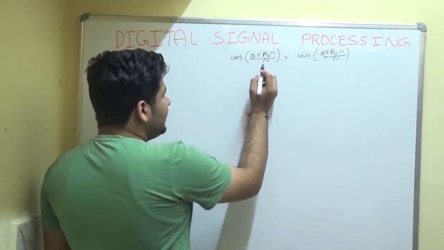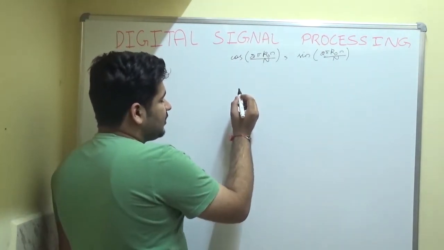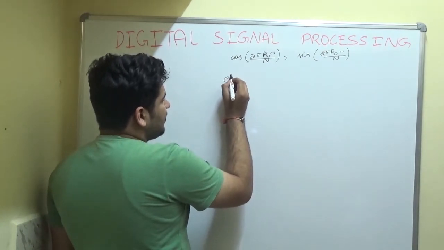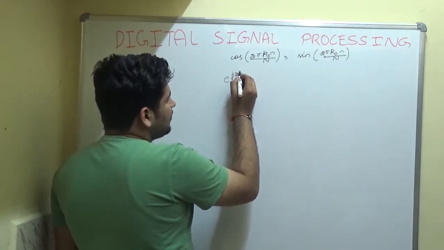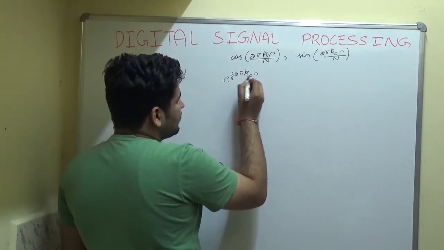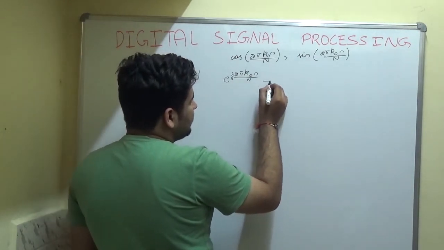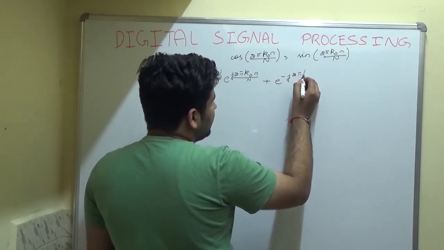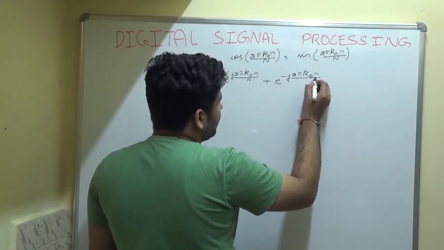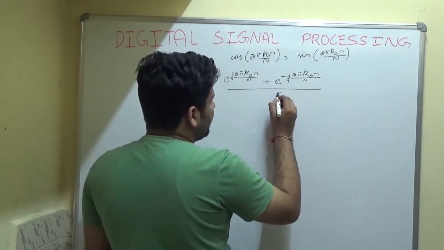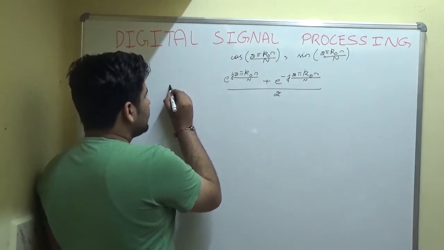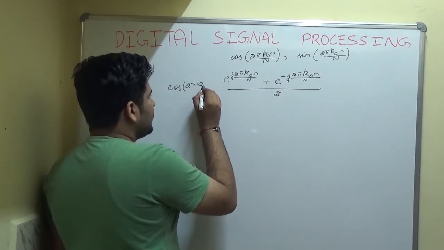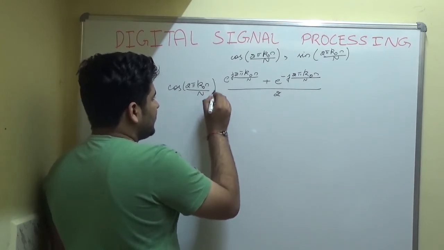Now, first let us take cos 2 pi k naught small n by capital N, which I can write as e raised to the power j 2 pi k naught small n over capital N plus e raised to the power minus j 2 pi k naught small n divided by capital N, whole divided by 2. Okay, so this would be cos of 2 pi k naught n by capital N.